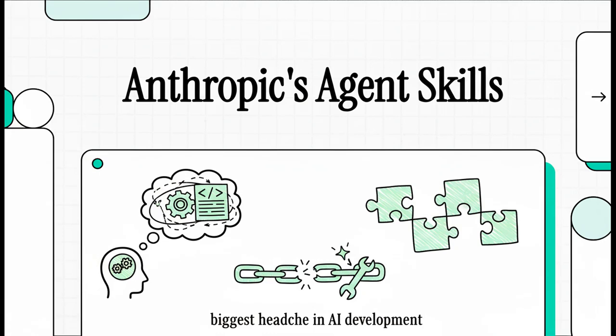All right, so today we are diving into something really new and exciting from Anthropic. It's a feature called Agent Skills, and honestly, it has the potential to completely shake up how we all build with AI. It's designed to fix one of the most annoying problems in AI development, so let's get right into it and see what it's all about.